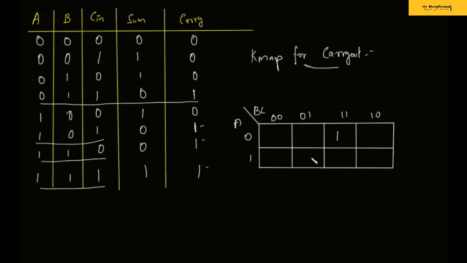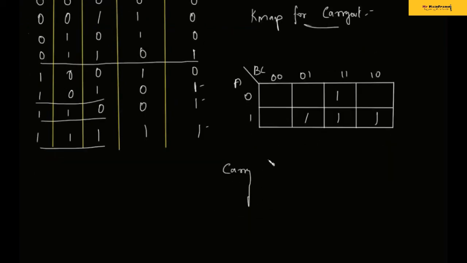So 0, 1, 1 is there, and the next one is 1, 0, 1, and the next one is 1, 1, 0, and the last one is 1, 1, 1. These are the 4 places where the carry is high. Now we can fill the K-map and start grouping. So the carry out is equal to, we can make 3 groups. This is the first group.